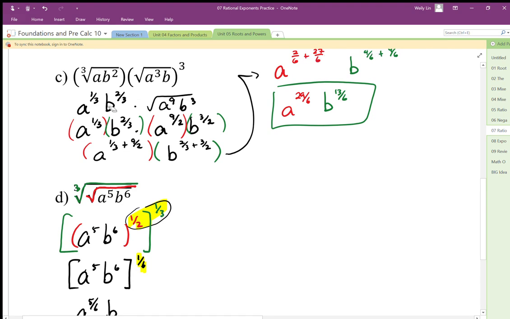So this 1/2, this denominator 2 came from here, square root. This denominator 3 came from here, cube root. And we were able to apply exponent rules if we got a common denominator. And that means that if we had a common index up here, we would have been able to also combine those roots together as roots.